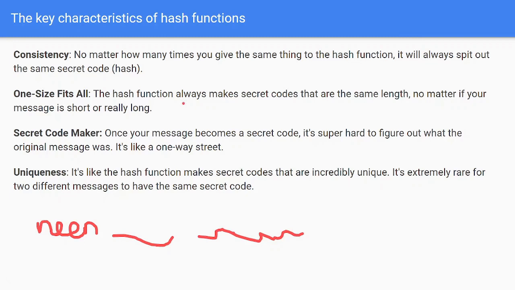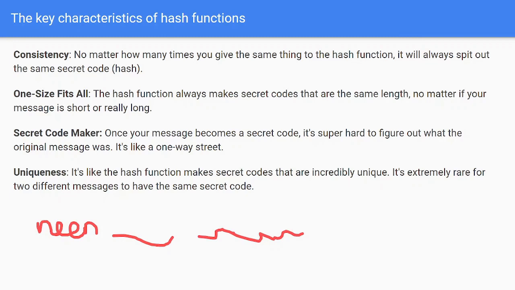While for hash functions, it's a one-way street. The next thing is uniqueness. It's like the hash function makes secret codes that are incredibly unique. It's extremely rare for two different messages to have the same secret code.